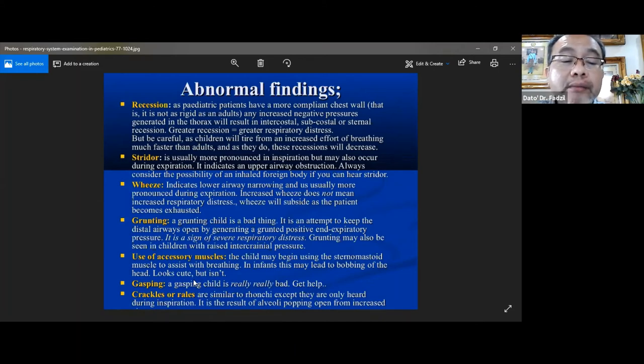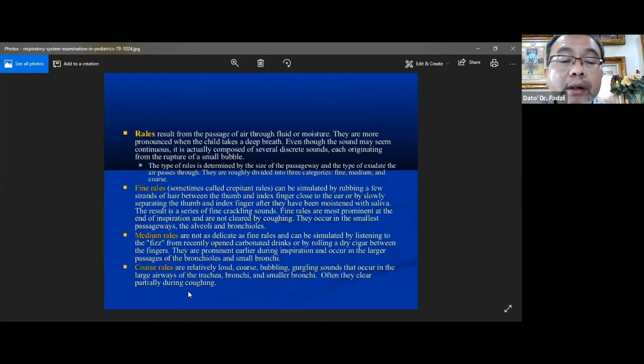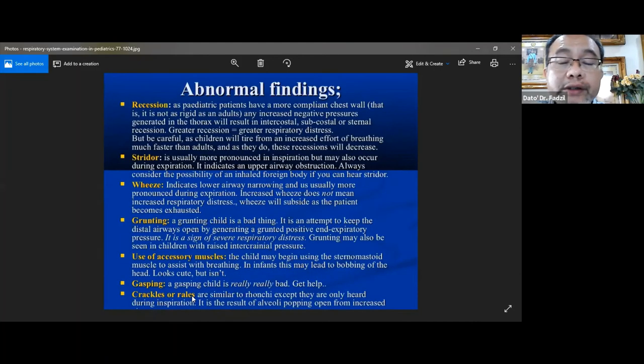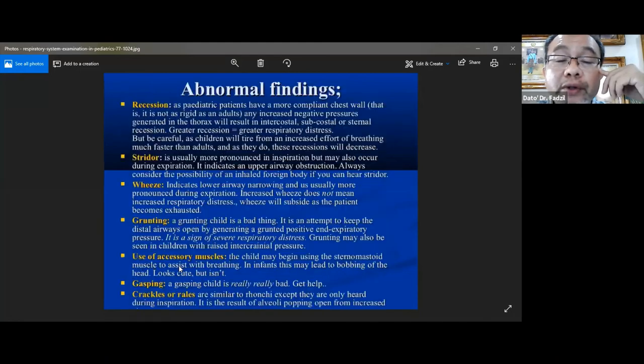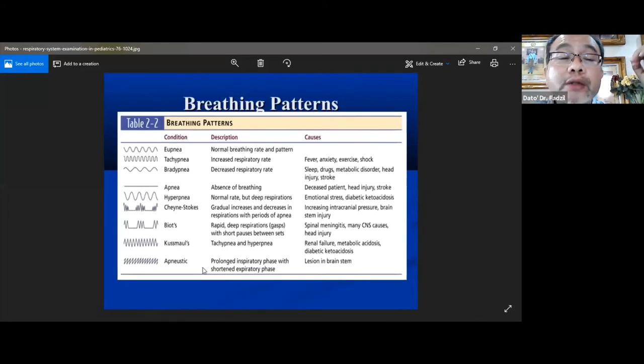And then crackles or rales. If you read your US book, they use a lot of crackles and rales. In Malaysia we use crepitation, the UK term. You have to recognize fine crepitation and coarse crepitation. Enough already. This is the thing that you have to recognize before you start to auscultate.